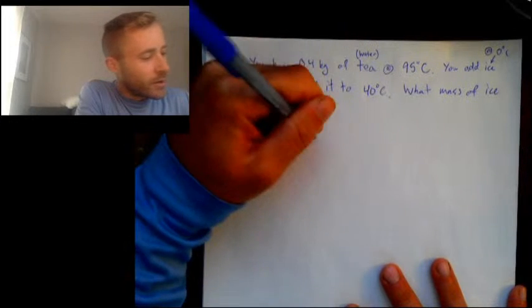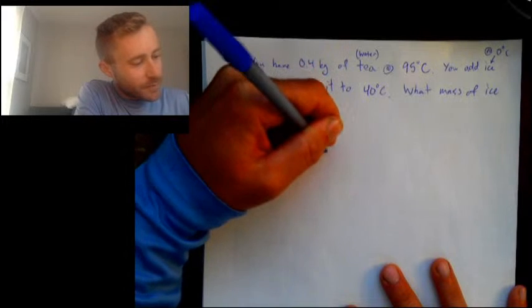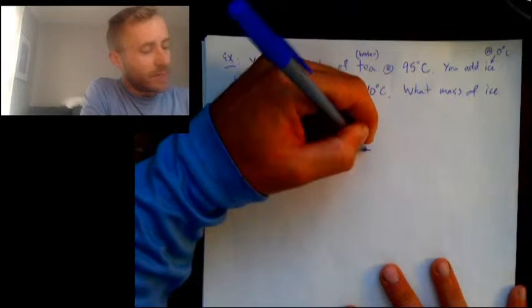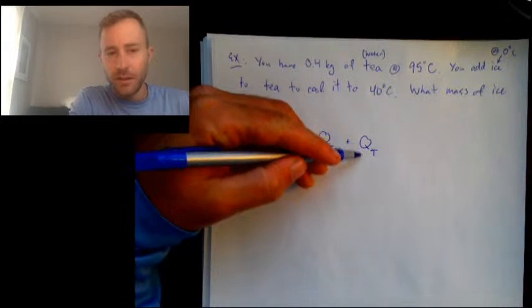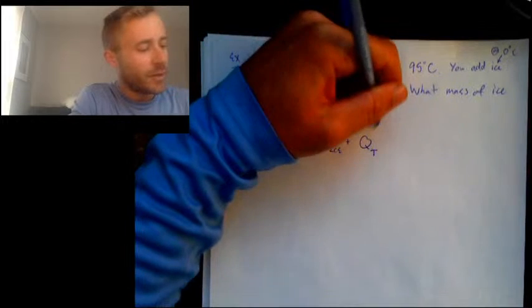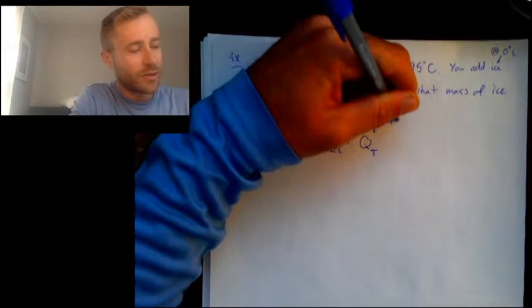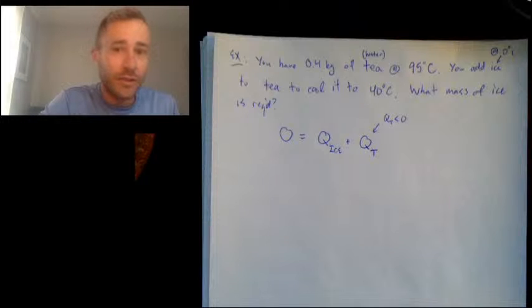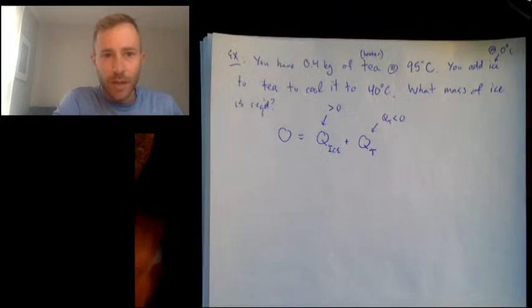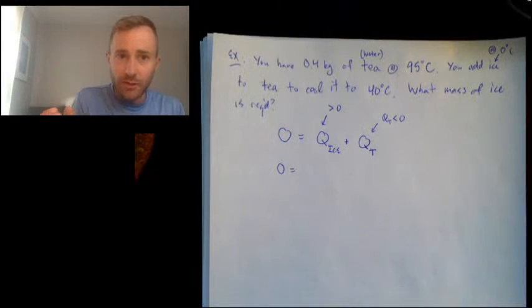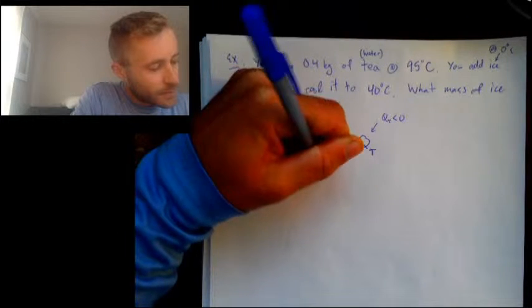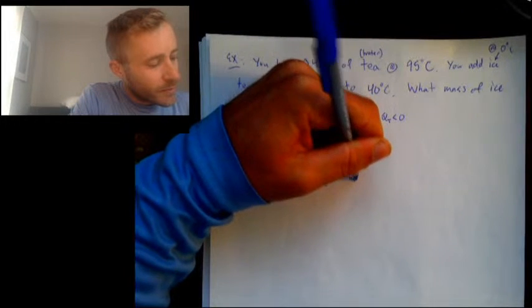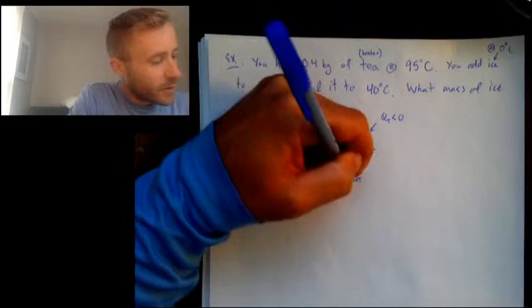Q total equals the heat added to the ice plus the heat added to the tea. Now, because the tea is warmer than the ice, the Q of the tea is going to be less than 0. The tea is going to lose heat, and the ice is going to gain heat. Now, what is that heat going to do to the ice? First, it's going to melt the ice. And then, once the ice is melted, it's going to heat the liquid to 40 degrees Celsius.